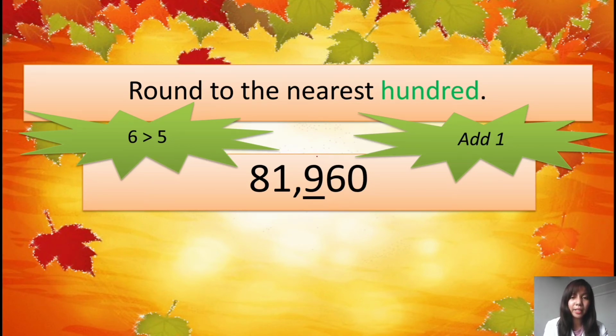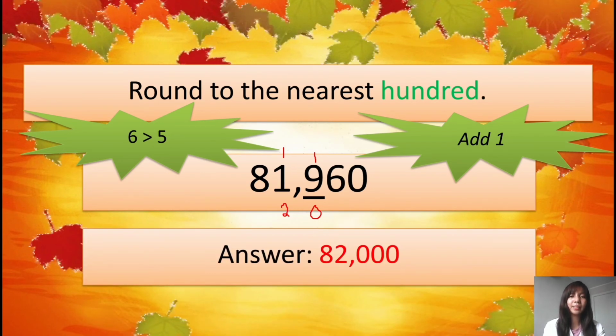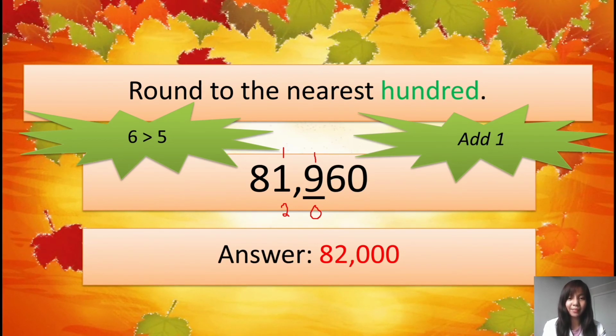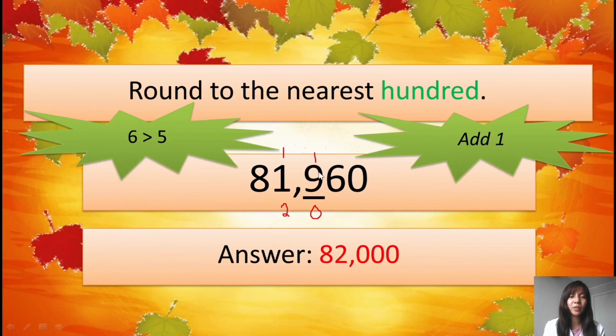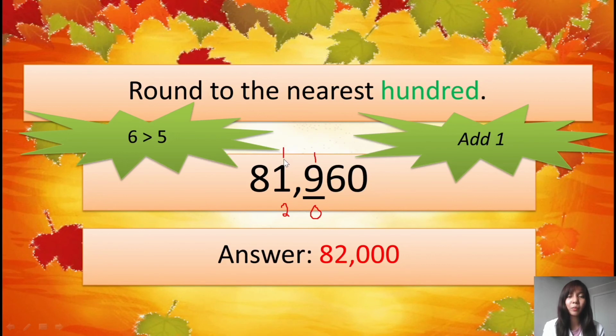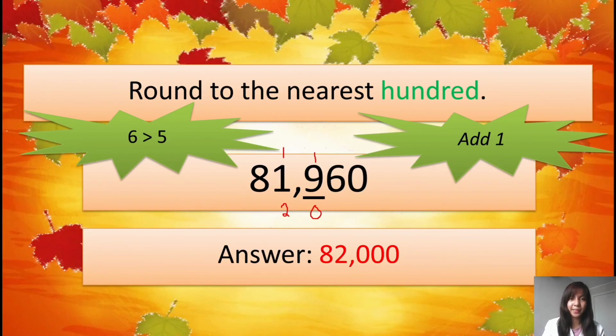So if it's 10, okay, I'll show you. Write 0, carry 1, right? So 1 plus 1 becomes 2 here. Alright. So it follows that our answer here is 82,000. Do you understand? Alright, because our number here is 9. So if we add 1 to 9, it becomes 10, right? So 0 carry 1. So our answer again is 82,000.